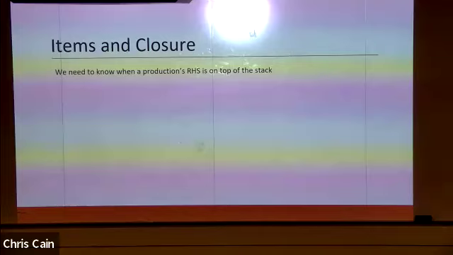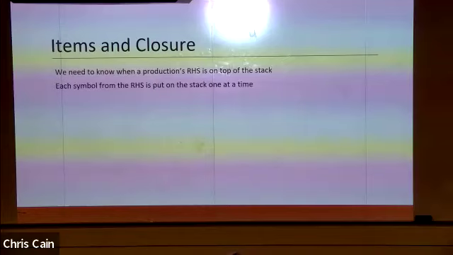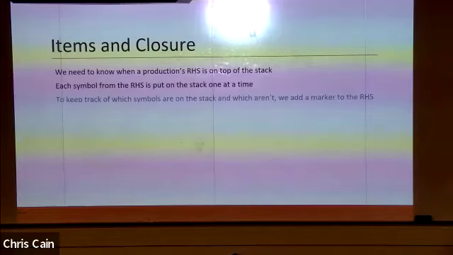To be able to do this, we need to know when a right-hand side is on top of the stack. That involves us digging down below that top symbol. Since we know each of those symbols is put on the stack one at a time, we can work with that. We can start to store relevant information. So now we're going to add a marker to the right-hand side of all productions. And this marker is going to tell us what of relevance is on the stack, so that when we make an operation, we can go through and change those markers, so that we know what we can do with what's on the stack.